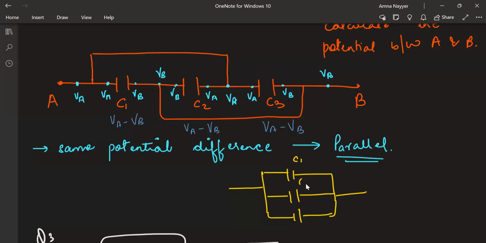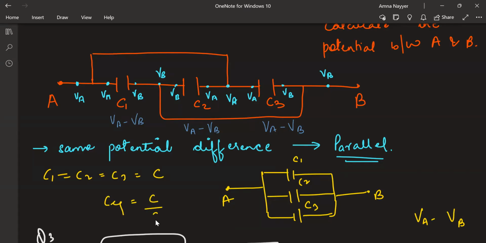This is your C1, C2, C3. This is point A, this is point B. Each of it is having the potential difference VA minus VB. So now this is easy to solve. Suppose the capacitance C1 is equal to C2 is equal to C3, which is equal to C.